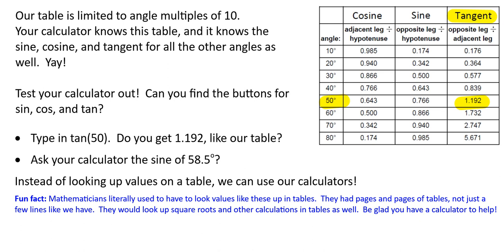But your calculator knows this table. It has it in its memory, and it also knows the sine, cosine, and tangent for all of the other angles as well. So you could test your calculator out. Please find those buttons that allow you to calculate the sine, cosine, and tangent. Let me pull up my calculator. They're located above the numbers in the TI-30.